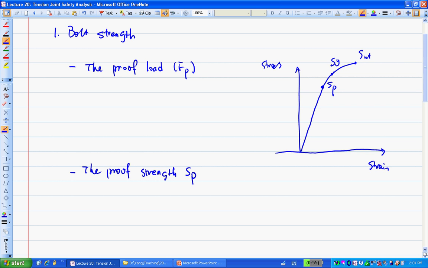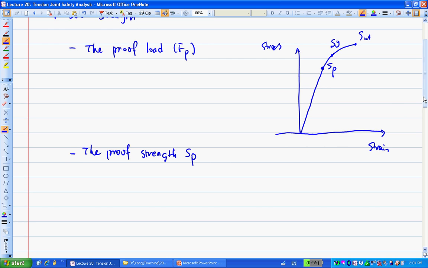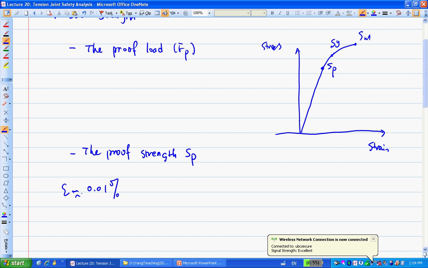SP is called the proof strength. SP is basically the proportional limit here. Generally, to define that proportional limit, you can use a strain epsilon of approximately 0.01%, and that's the location of this proof strength SP. So SP is equal to a load divided by the area.